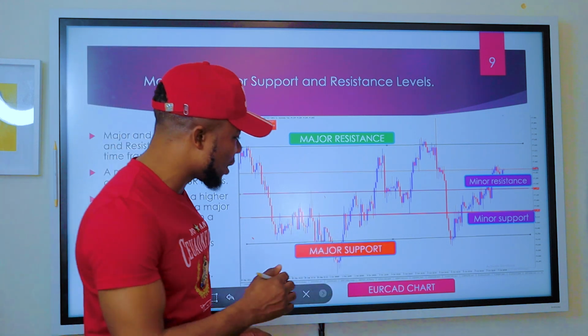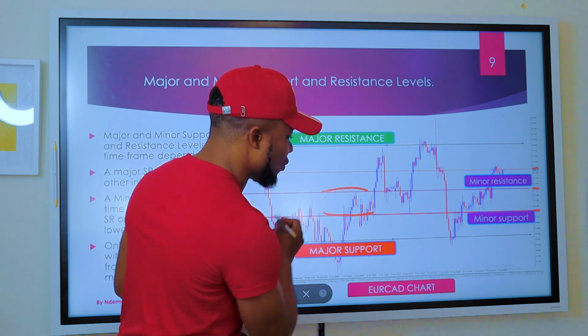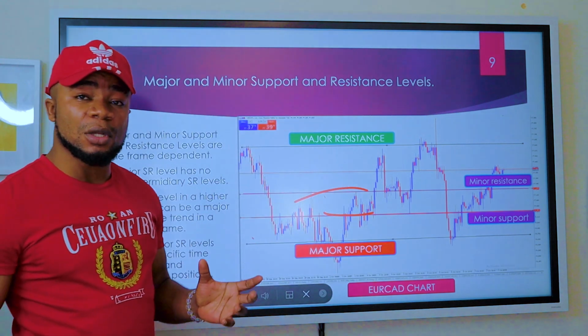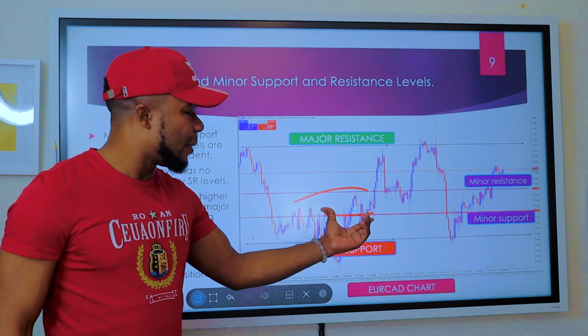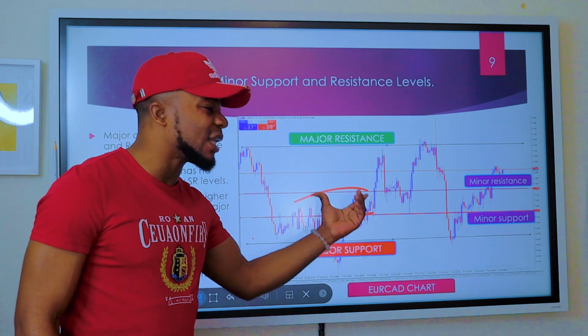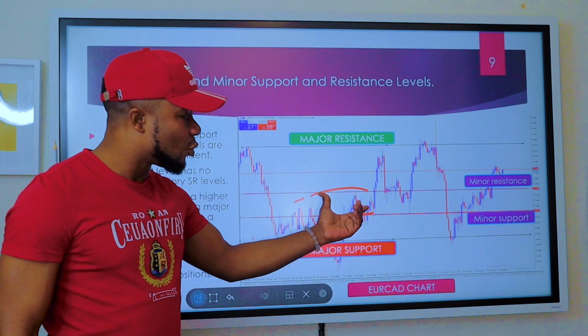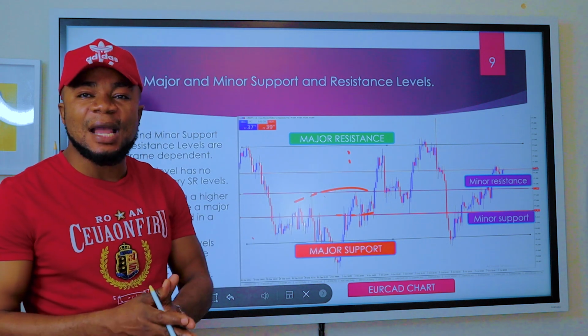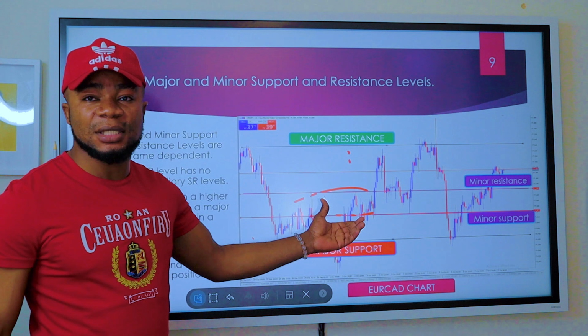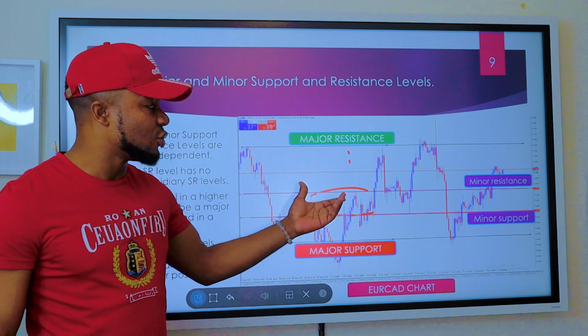All right, so this small trend you are seeing here, this small level from year to year, if you go down to the 1 hour time frame, this might be a major trend on its own, or it might be a major support and resistance on its own. But now we are focusing on the 4 hour time frame. On the 4 hour time frame, since I said it is time frame dependent, it is a minor support and resistance.